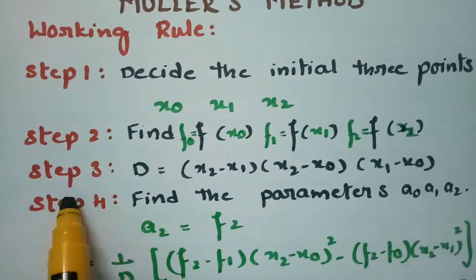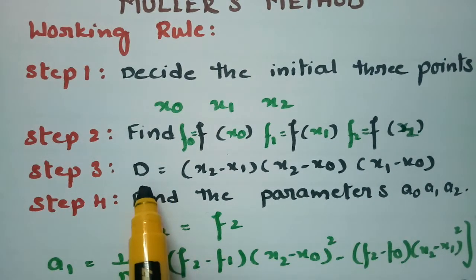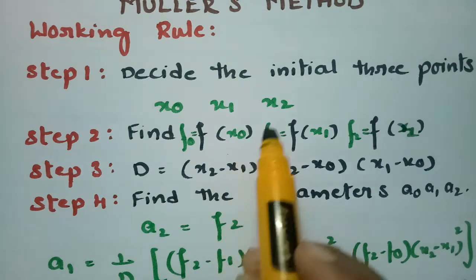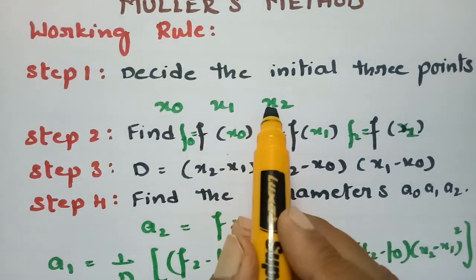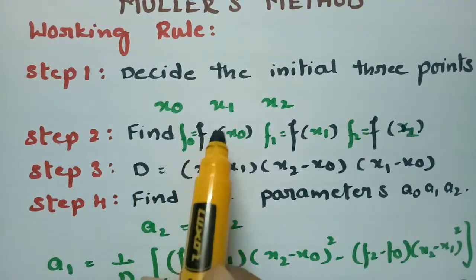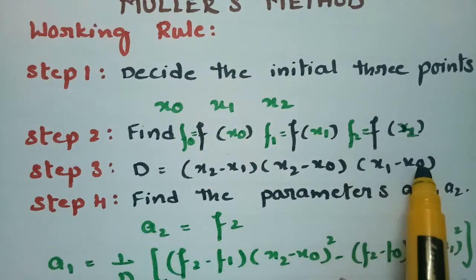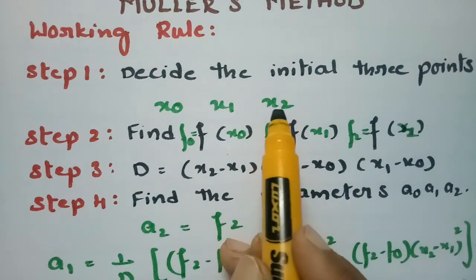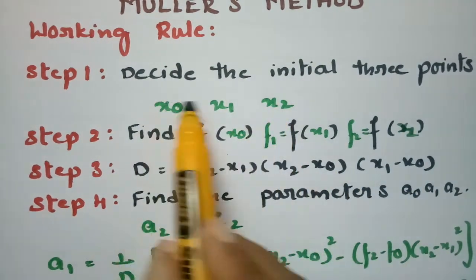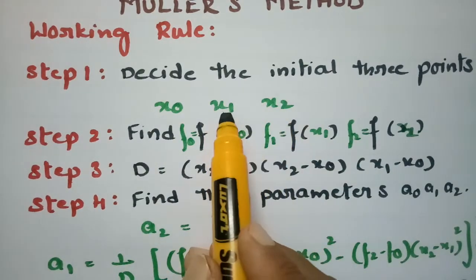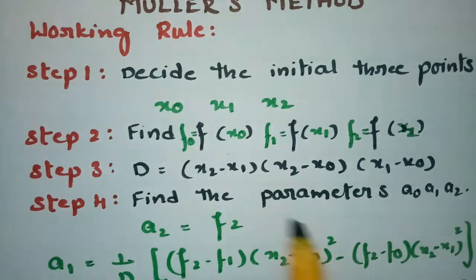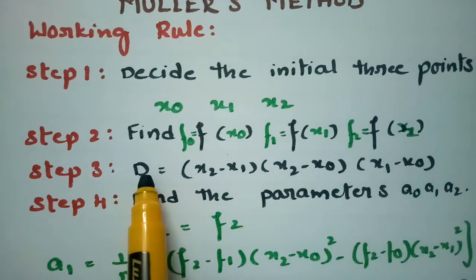The third step here is we have to calculate the value of d. d is nothing but x2 minus x1, x2 minus x0 and again x1 minus x0. So this is the formula. We have to subtract x2 minus x0, x2 minus x1 and next one x1 minus x0. So in this formula we have to calculate d.